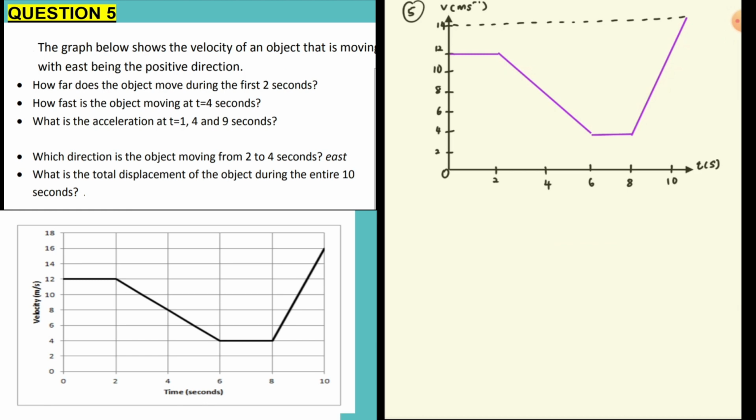Okay, so now let's continue with question number 5, which is about the VT graph. The graph shows the velocity of an object that is moving along a straight line that runs east-west, with east being the positive direction. How far does the object move during the first 2 seconds? So we want to calculate the distance traveled. So question number 1: how far does the object move?